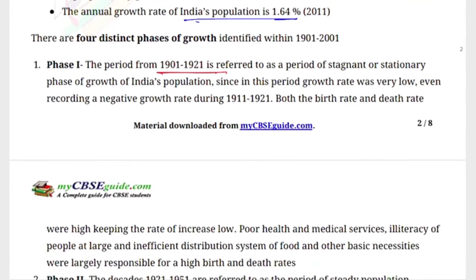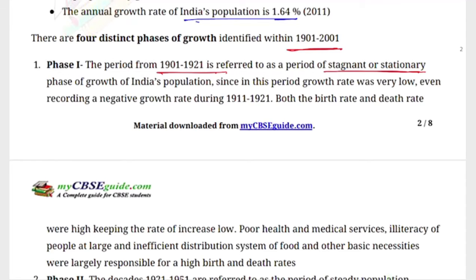अगर हम last 100 years की बात करें, 1901 to 2001. This is the 1 century, and in this century there are the 4 phases of the growth of population. इस पीरियड के अंदर 4 phases हैं population growth की। The first phase is from 1901 to 1921, and it is referred as the stagnant or the stationary population.